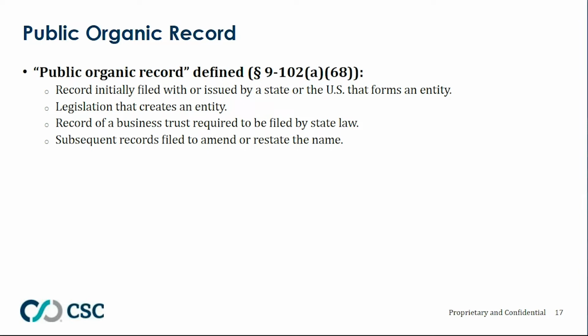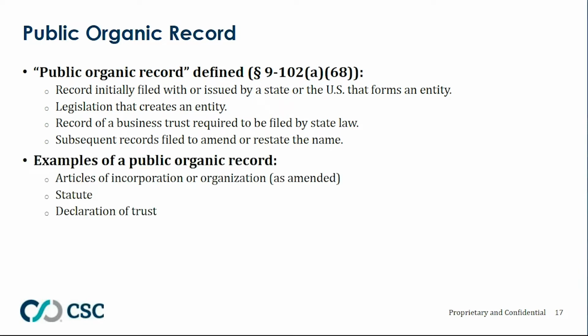So some examples of a public organic record, well, that includes the articles filed to form a corporation or LLC, or if an amendment has been filed to change the name, the amendment. It includes the actual statute that creates an entity if it specifies a name in there. And it can be a declaration of a trust for a business trust that is a registered organization.